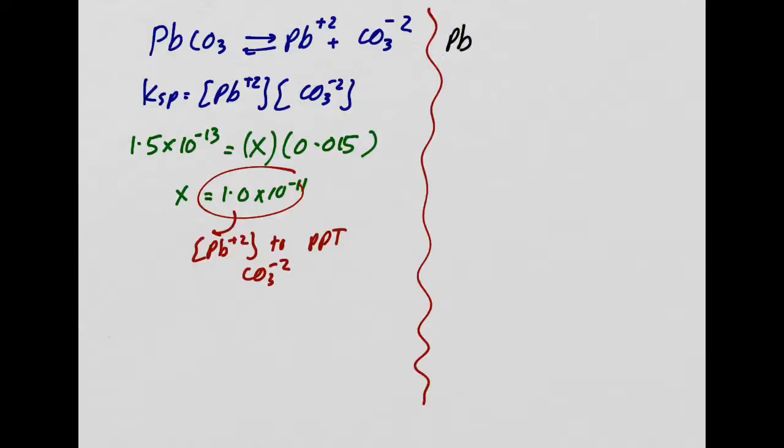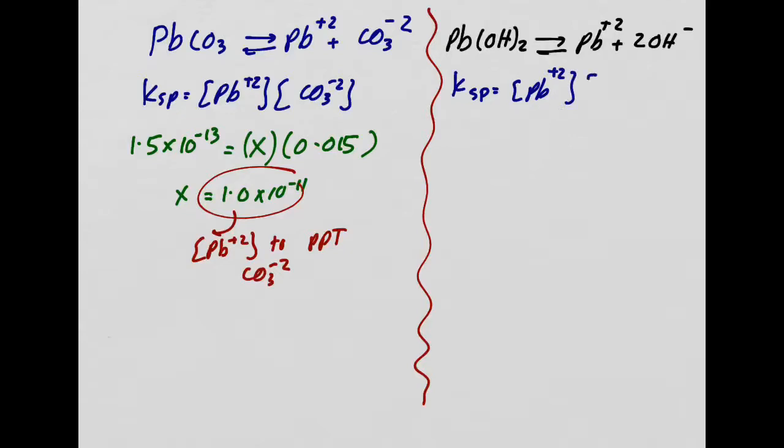The next one I'm going to do is lead hydroxide. Again, you guys know the drill, to do an equilibrium equation. So far so good. Now KSP, let me write the KSP so it's a little bit nicer, is the concentration of Pb times the concentration of hydroxide to the power of 2 this time. Okay, don't forget. Now, the Ksp is 2.8 times 10 to the minus 16.